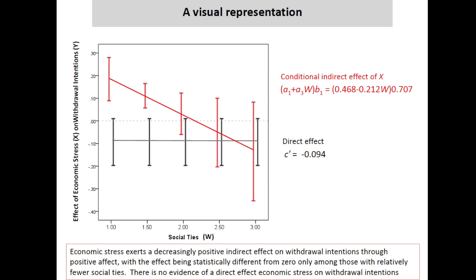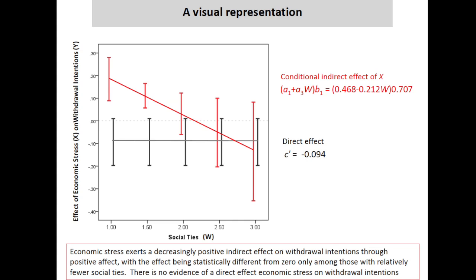So the mechanism at work here, depressed affect, seems to be operating primarily for people with relatively few social ties. No evidence of a direct effect anywhere. No evidence of an indirect effect anywhere except among those with relatively few social ties.